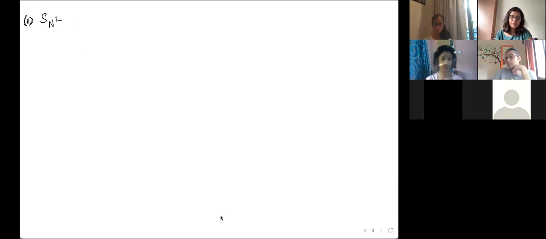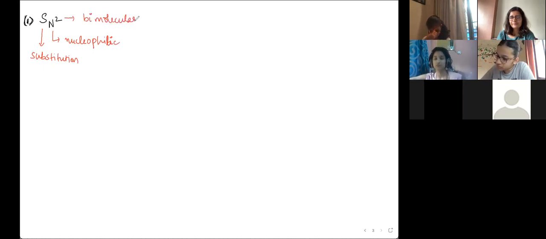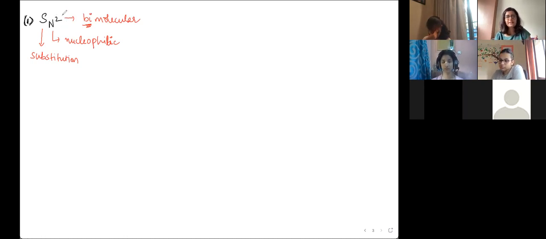SN2, what are these alphabets? What are these numbers? S stands for substitution, because we're talking about substitution reactions. N means nucleophilic. And 2 means bimolecular. Bi, 2, this is pretty common, right? You have mono, bi, tri, tetra. So basically, this mechanism depends on two molecules, like the rate of reaction and what is happening in the reaction, all of that depends on two molecules. That's why it's called bimolecular, in short termed SN2.